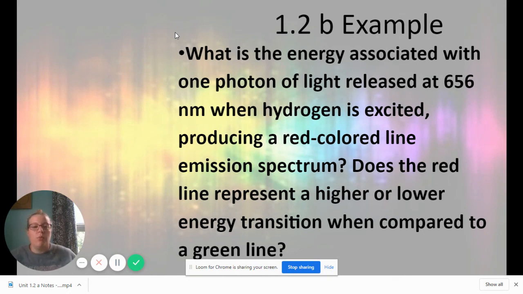So the question for 1.2b is, what is the energy associated with 1 photon of light released at 656 nanometers, that's the red light that we talked about, when hydrogen is excited, producing a red colored line emission spectrum? Does the red line represent a higher or lower energy transition when compared to a green line?